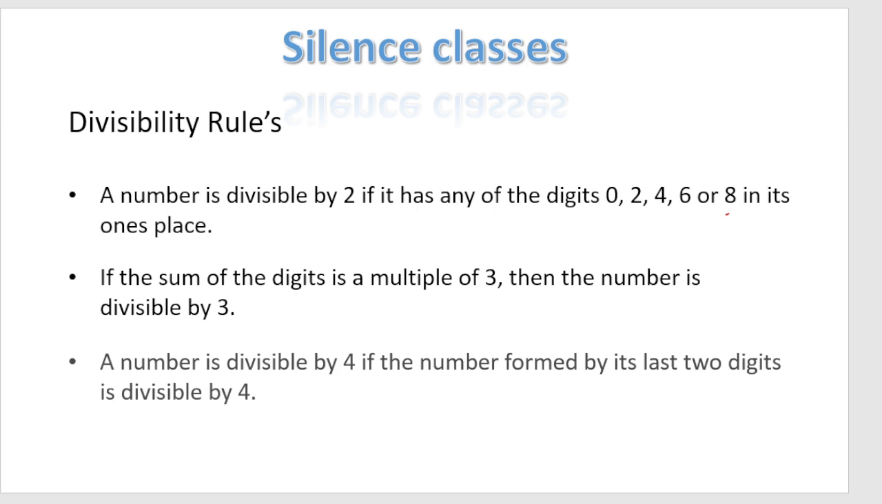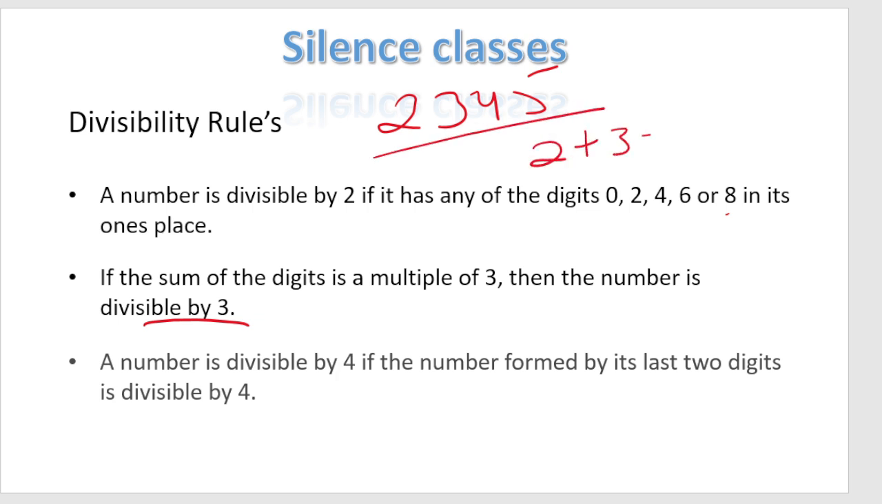Now the divisibility rule of 3: if the sum of the digits of a number is a multiple of 3, then the number is divisible by 3. Means if a number is given, 2, 3, 4, 5, we add all the digits of this number: 2 plus 3 is 5, 5 plus 4 is 9, 9 plus 5 is 14.